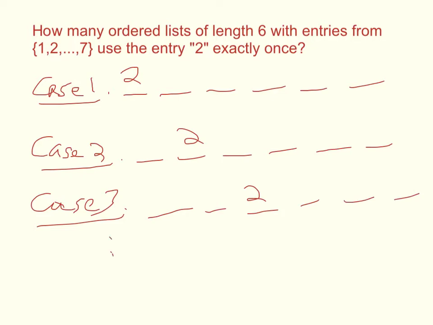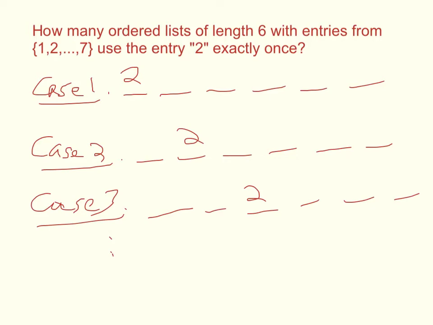Now, in the first case, I can count how many things are in that case by simply filling in the rest of the blanks. The 2 has to be in the first blank, but each of the other 5 blanks has to be a number that's not a 2. As long as each of the other 5 blanks is not a 2, then case 1 will consist only of ordered lists that use a 2 exactly once, and it will count all of the ones that have that 2 appearing in the first blank.